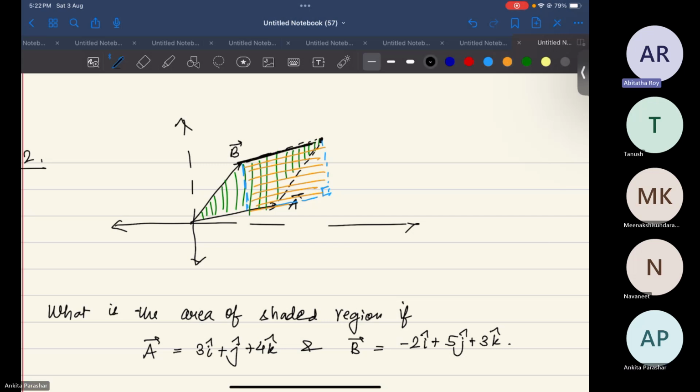The rectangle is easier. Can you tell the area for the rectangular figure? The formula is length into breadth. Okay, but can you tell the length and the breadth? This is the only thing which is left, right?